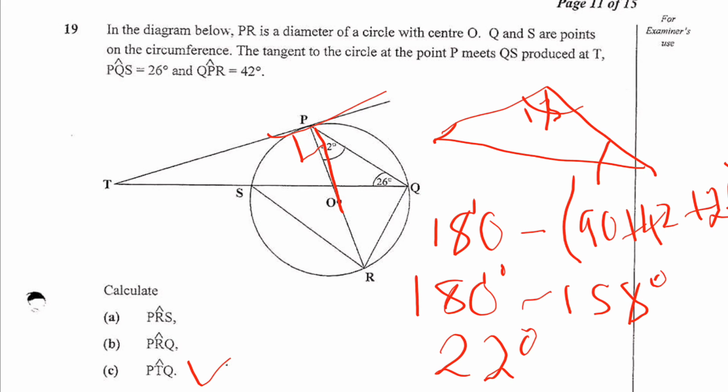So remember, the first question's answer is 26. The second one is 48. And the last one is 22 degrees. So this is how you calculate this question.